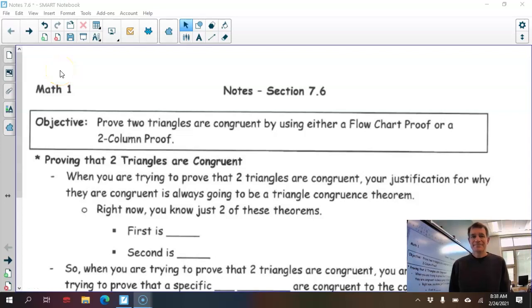Hey, Math 1. Today we are doing section 7.6. We are continuing proofs, and today we are going to look at what a flowchart proof looks like. A lot of students like flowchart proofs better than the two-column proofs that we have started because maybe it's a more logical way to organize their information. So let's get started. Here we go.